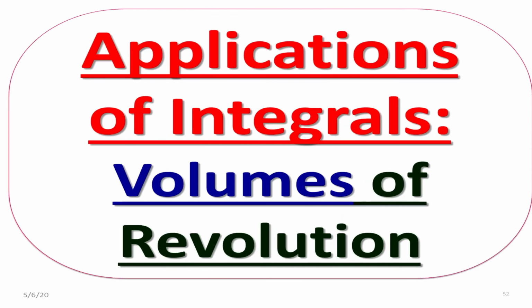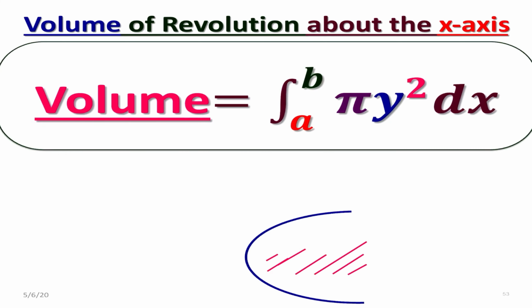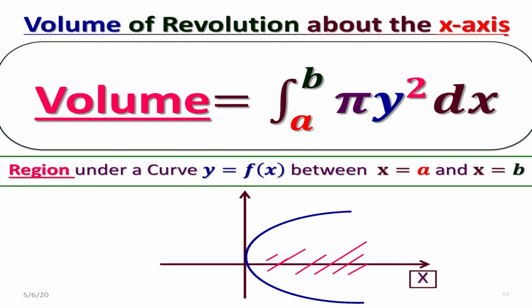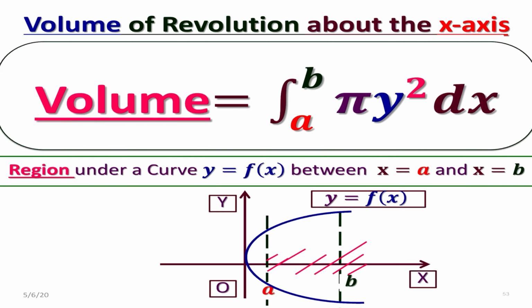In this video, let's have a look at applications of integrals, volumes of revolution. Let's start with finding the volume generated when the region under the curve given by y equals f of x between x equals a and x equals b is rotated about the x-axis. So this volume can be found by the definite integral from a to b of pi y squared dx.